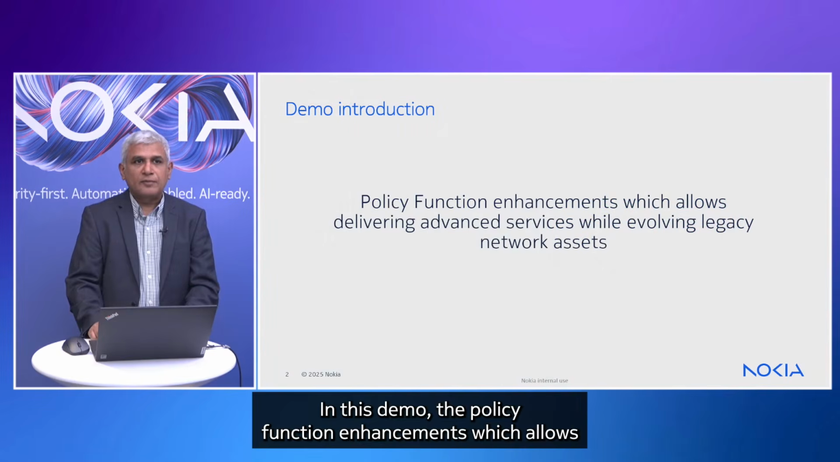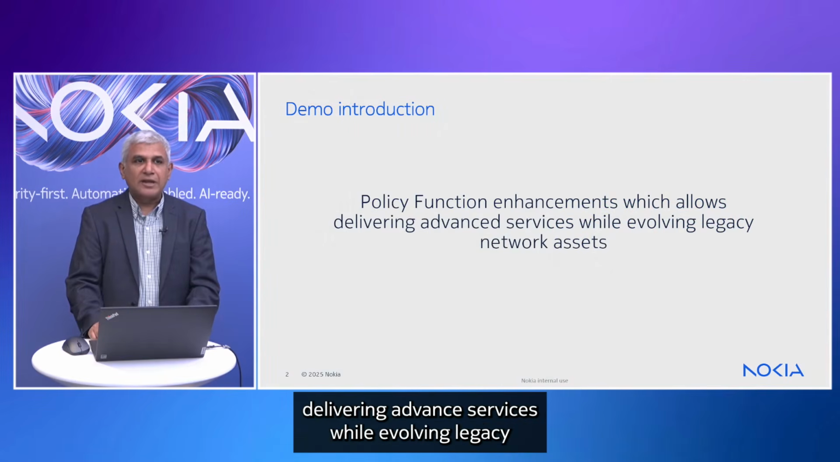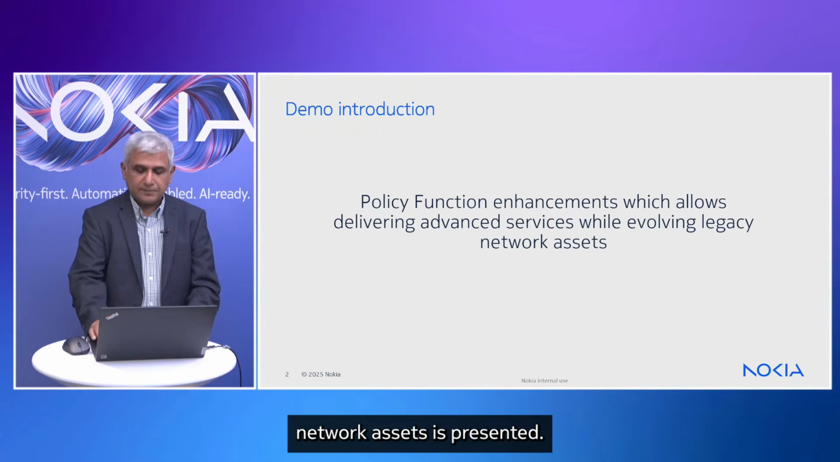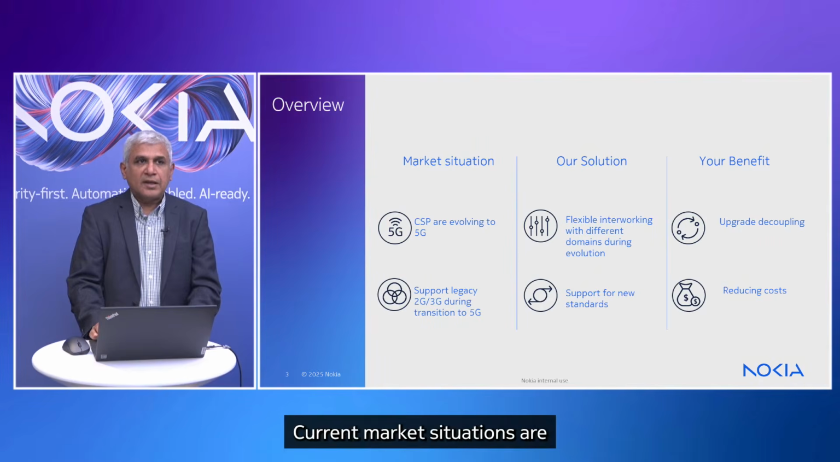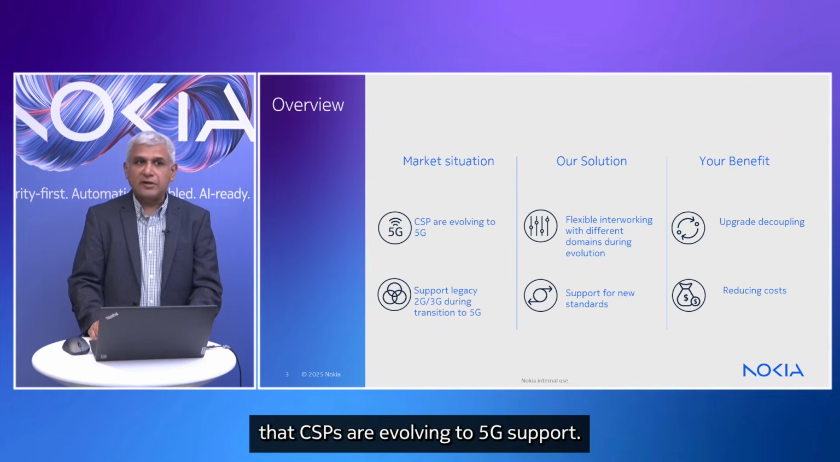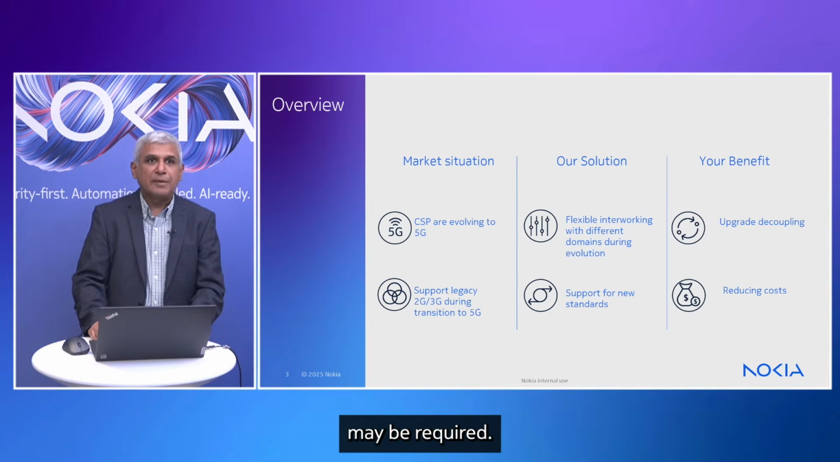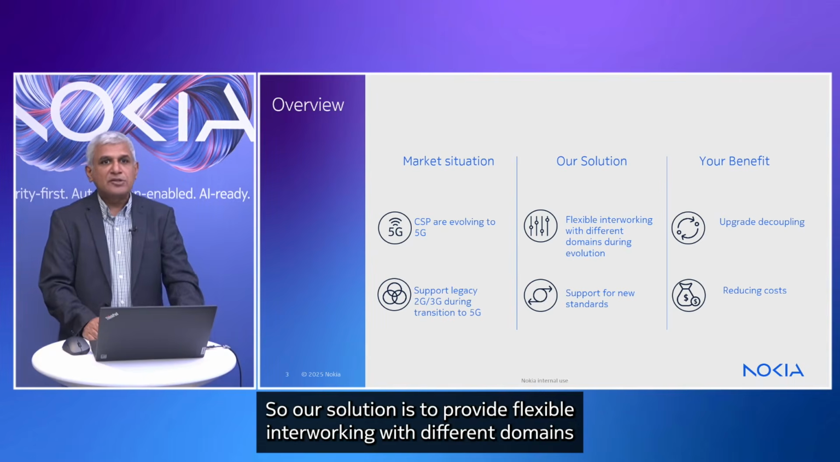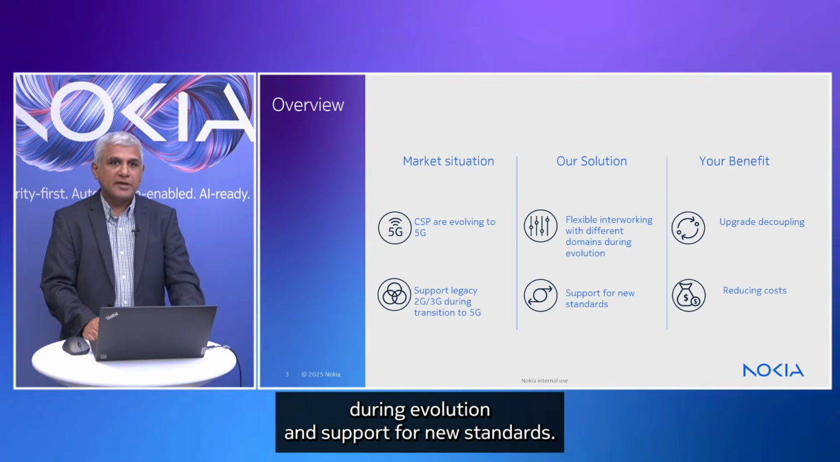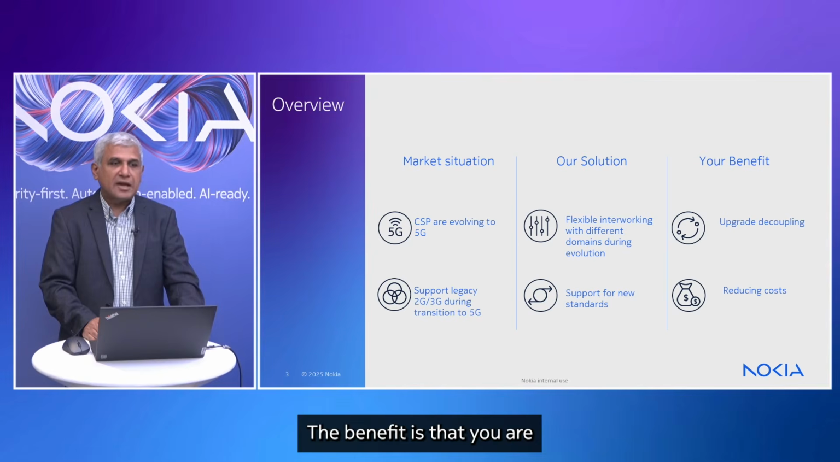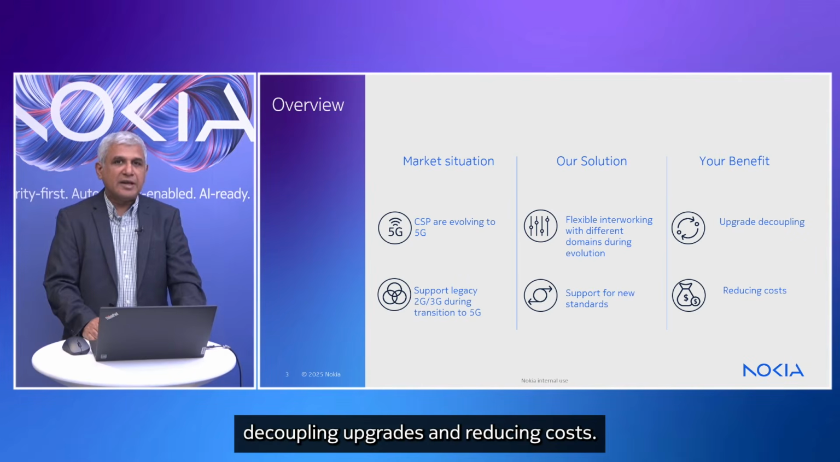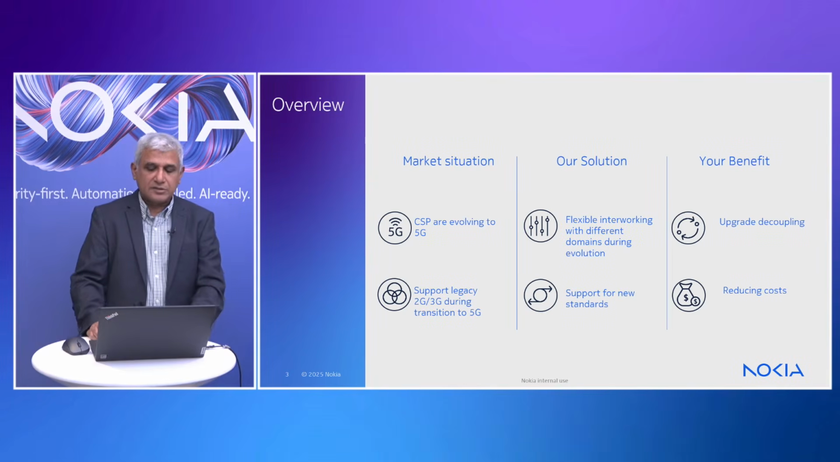In this demo, the policy function enhancements, which allow delivering advanced services while evolving legacy network assets, are presented. Current market situations are that CSPs are evolving to 5G. Support for legacy 2G, 3G during transition to 5G may also be required. So our solution is to provide flexible interworking with different domains during evolution and support for new standards. The benefit is that you are decoupling upgrades and reducing costs.